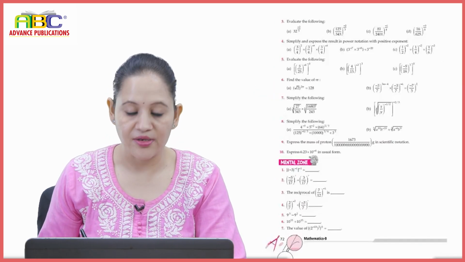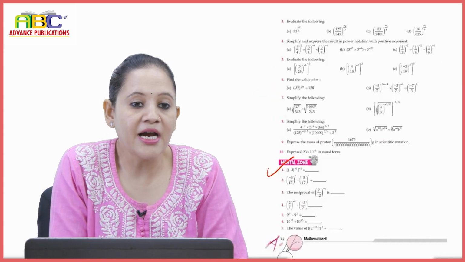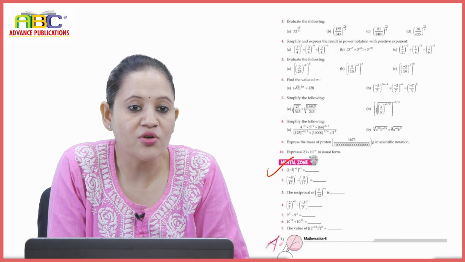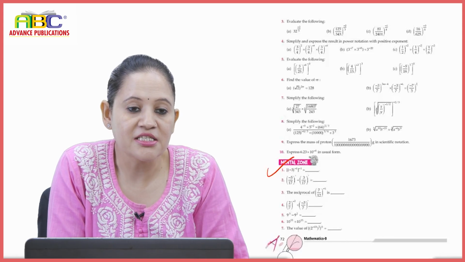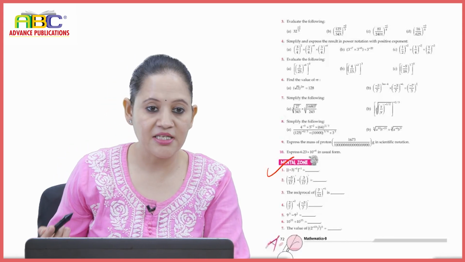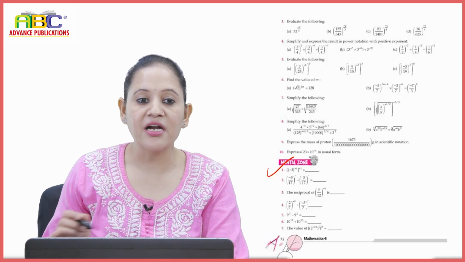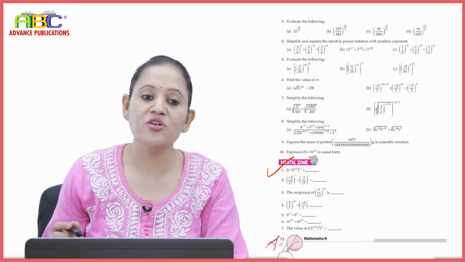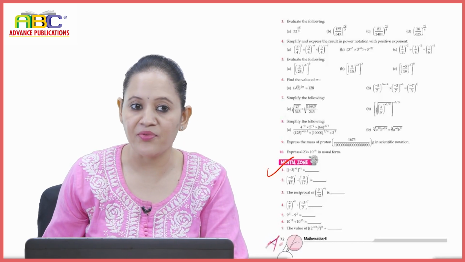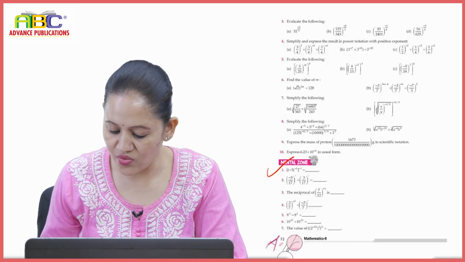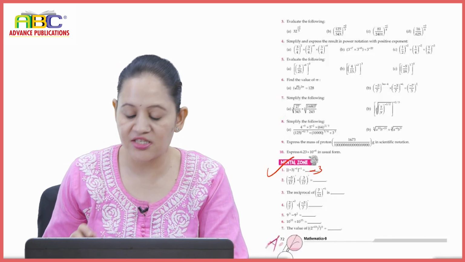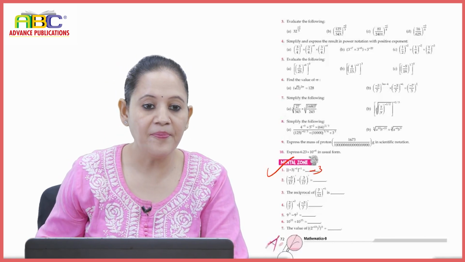Next is Mental Zone. (-3) to the power -1, whole to the power -1. -3 to the power -1. So हम क्या करेंगे, मल्टीप्लाई कर देंगे, -1 इंटू -1 तो हो जाएगी पावर 1. (-3) to the power 1, that is equal to -3. Clear?